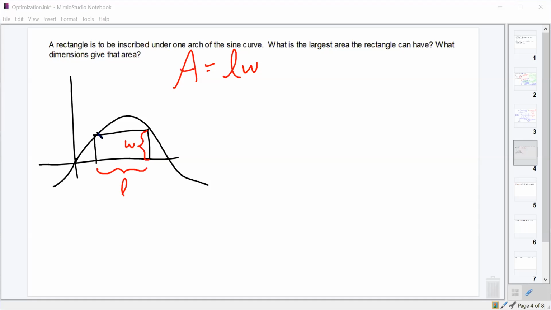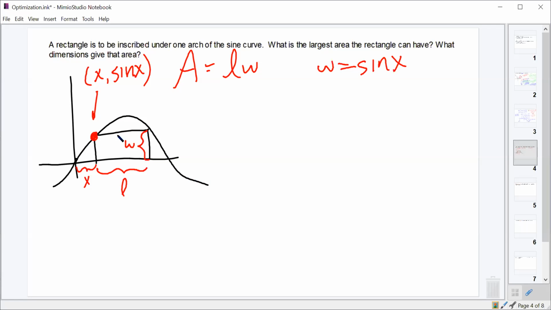Yeah, it goes up sine x, right? But it only goes up sine x as long as this distance here is x. We have to call this distance x to have gone up sine x. Everybody agree with that? Okay.